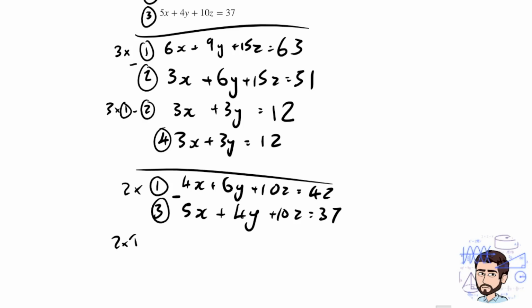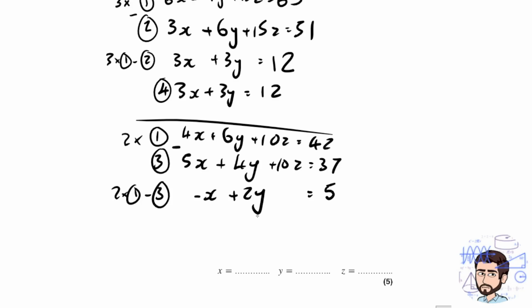So 2 lots of equation 1 take away equation 3. 4x take away 5x is minus 1x, or minus x. 6y take away 4y is 2y. 10z take away 10z is 0, that was the whole point, and this must be equal to 5. So we get a new equation, minus x plus 2y is equal to 5, and I'm going to call this equation 5.